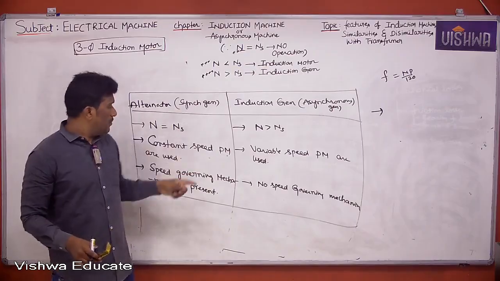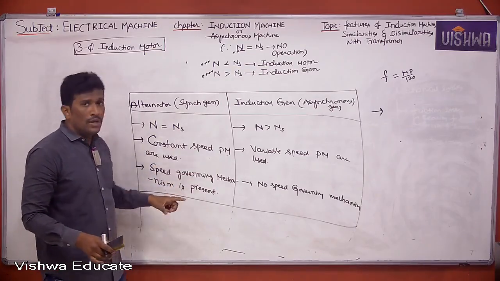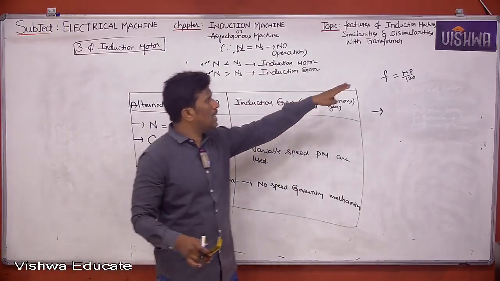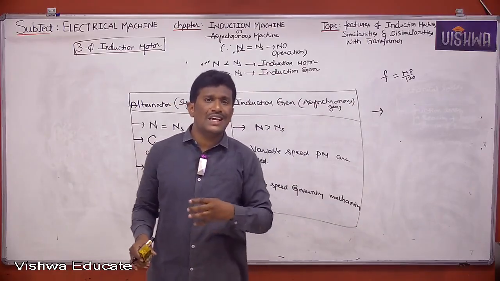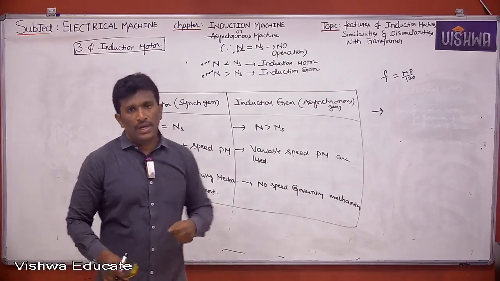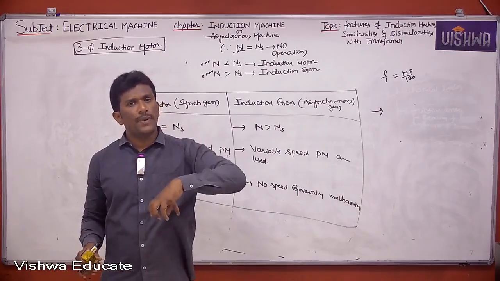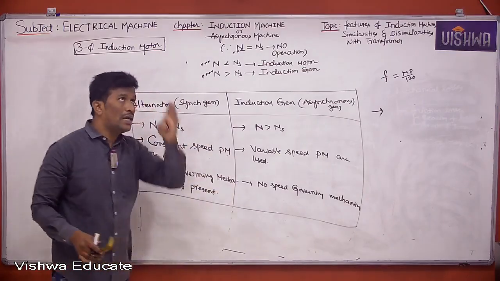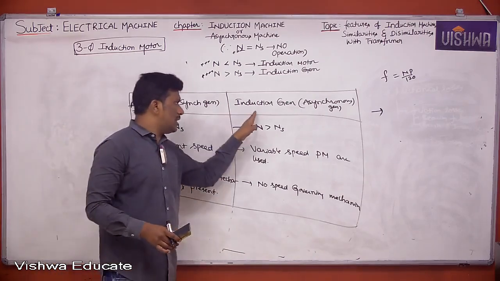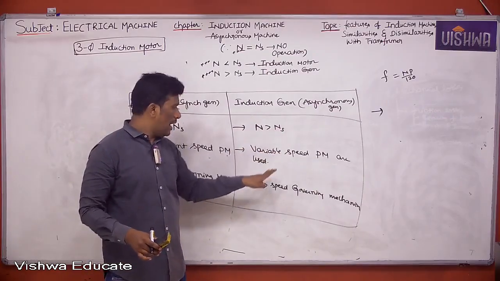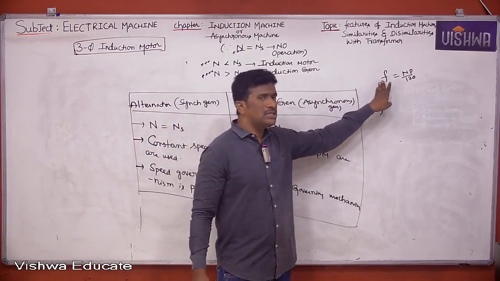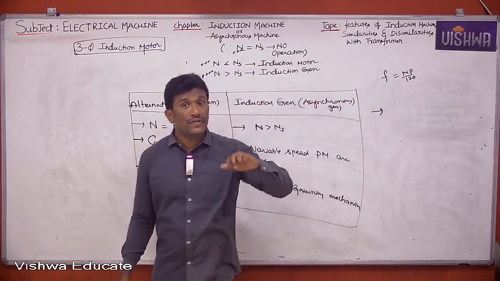Because of the speed governing mechanism, it will maintain the speed constant at N equal to Ns, so frequency will always be constant. Whenever frequency is constant, you can directly connect the supply coming from the alternator to the grid, because your grid frequency is 50 Hz. There is no change in frequency. But in case of induction generator, since N is greater than Ns and there is no speed governing mechanism, obviously you will get a frequency other than 50 Hz.